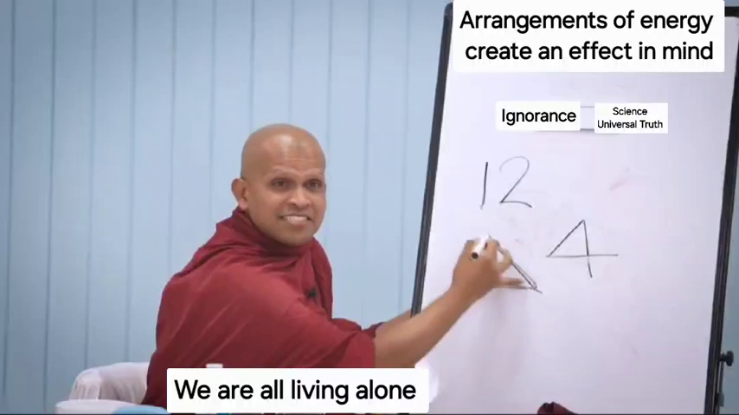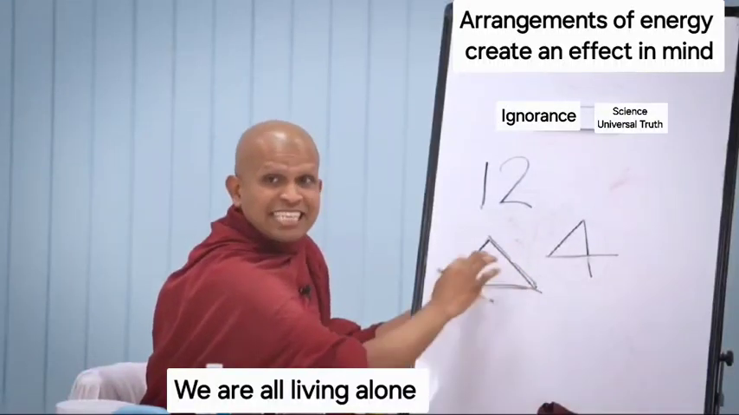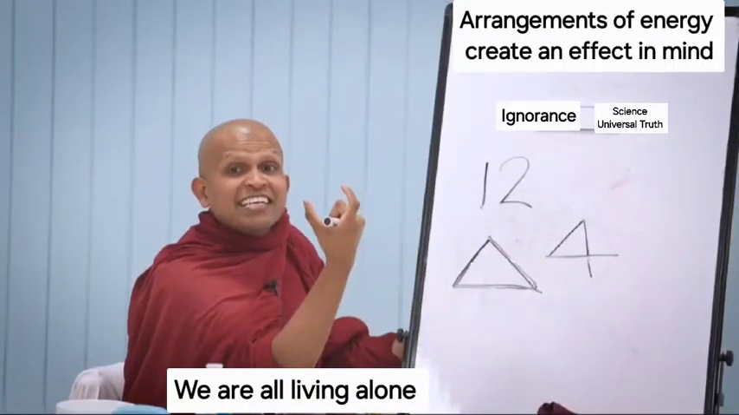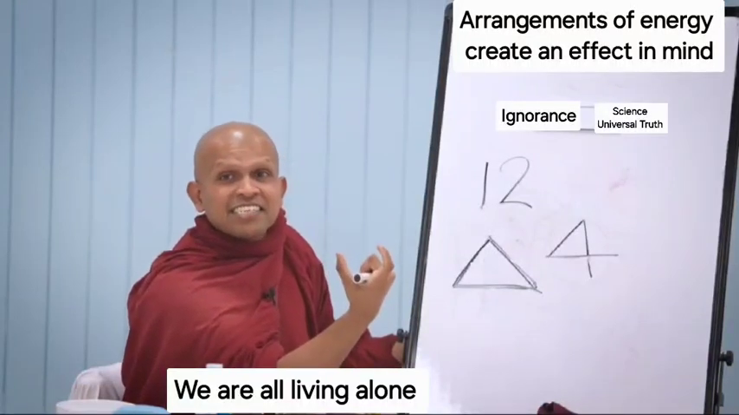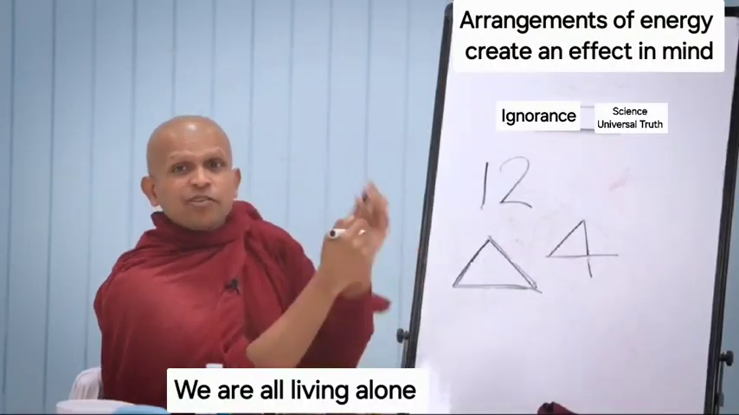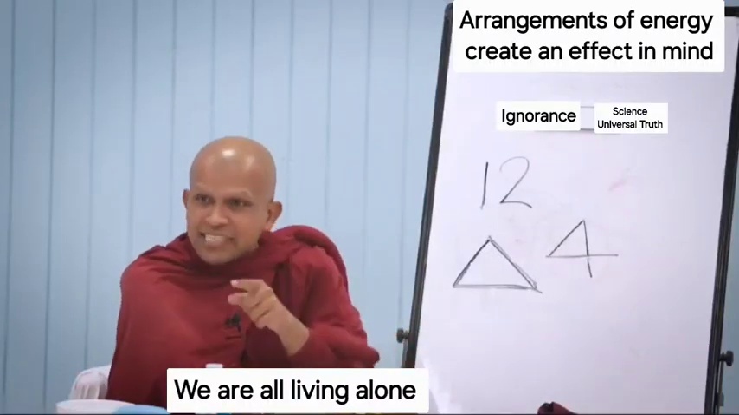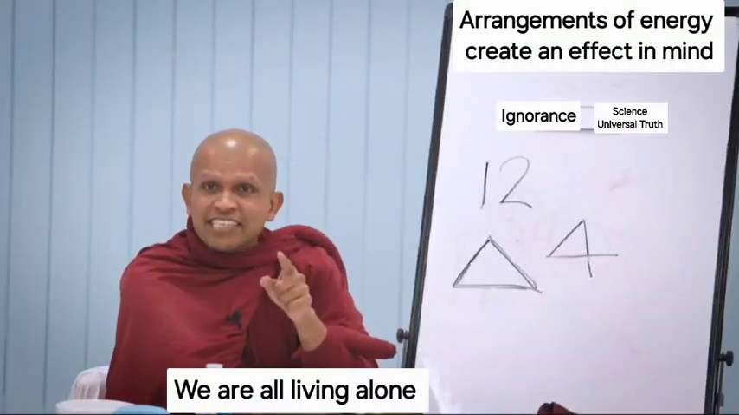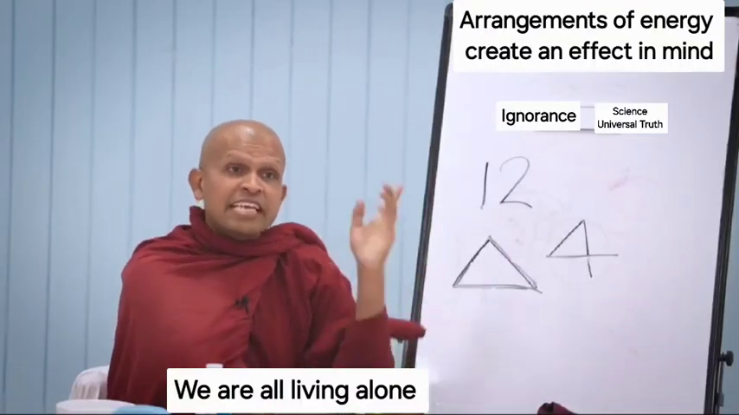There are causes. 1, 2, 3. These are the causes that generate an effect, the triangle effect in your mind. Who's telling that this is a triangle? You are telling the triangle, right? You guys are telling that this is a triangle. Where does that perception happen? Here or there?